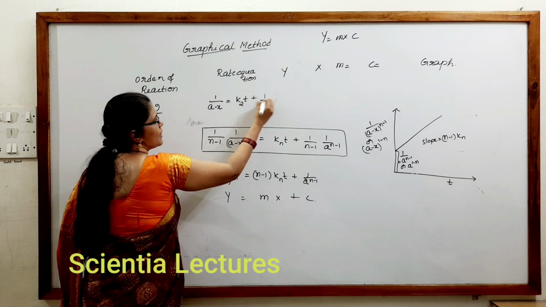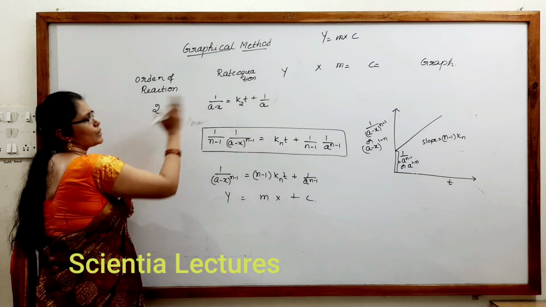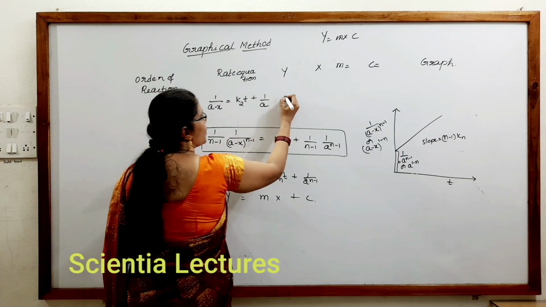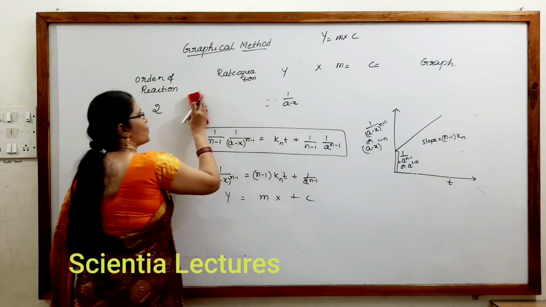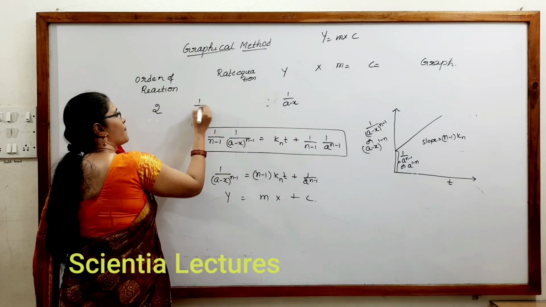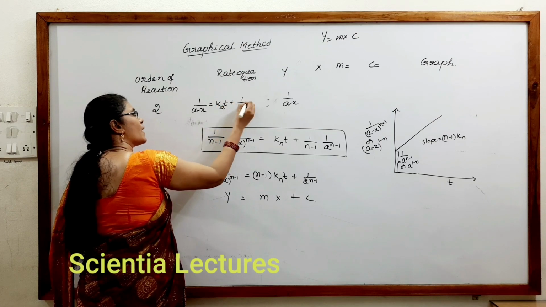K2t plus 1 by a for a second order reaction. Basing on this only we are going to write. In y-axis what we will take? 1 by a minus x. So what is the right equation we got? 1 by a minus x equal to k2t plus 1 by a.